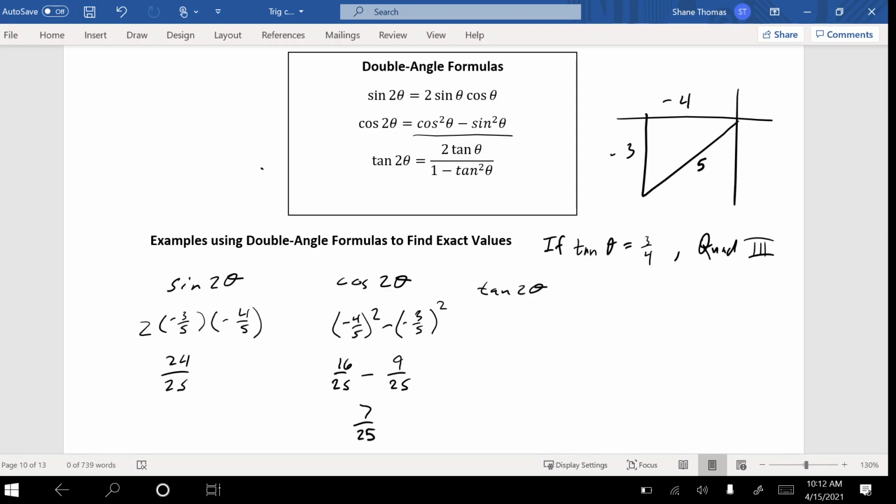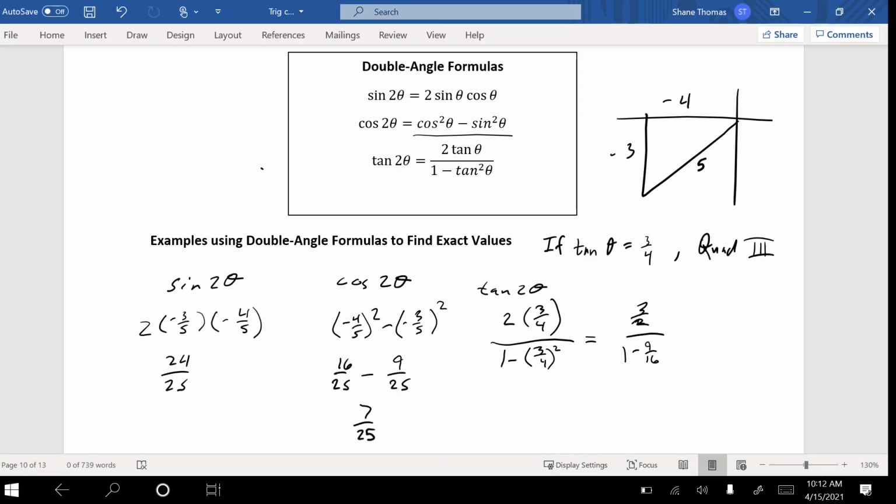I like it. Now, last one, tangent. So this one here, I'm going to have 2 times the tangent. Well, we already have the tangent. That was 3/4 over 1 minus the tangent squared. We're looking at that, right? So on top, I have 6/4 or 3/2. 3/2 over, I'm going to have 1 minus 9 over 16.